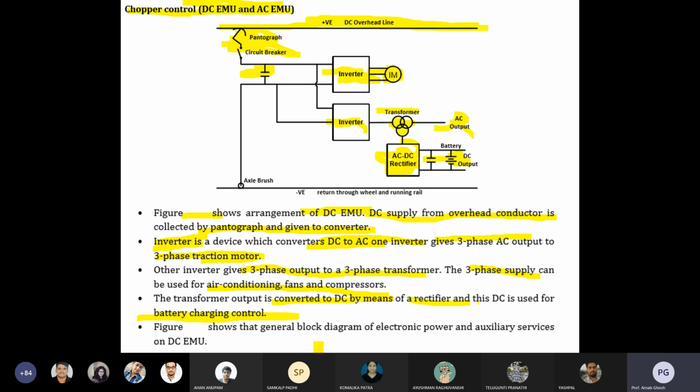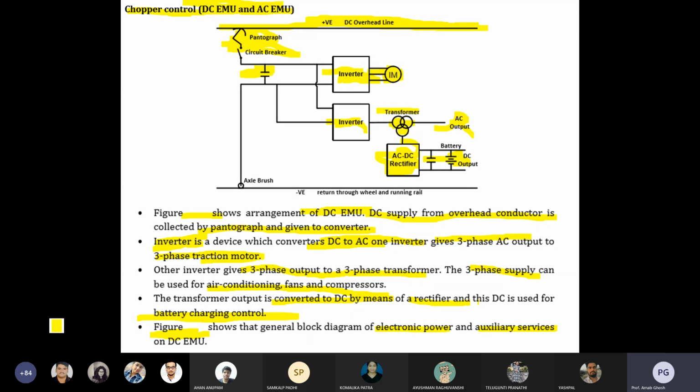The figure shows the general block diagram of the electronic power and auxiliary service on the DC EMU. From here you can understand how DC EMUs work in the current scenario. But the current scenario is not exactly this diagram, it's different. I don't know whether the technology has changed or not.